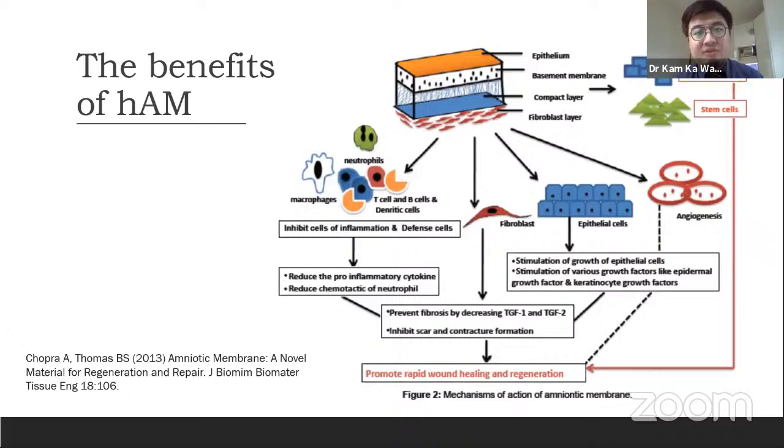Next, I'm trying to convince you of the benefits of human amniotic membrane in the literature. Human amniotic membrane has multiple functions. First of all, it acts as a physical barrier between the denuded mucosal surface and the external world. It also contains nutrients and growth factors, and it inhibits inflammation in the tissue. It also provides a scaffold for the epithelial cells to grow across, and thus all of these factors help wound healing and regeneration of the epithelium.